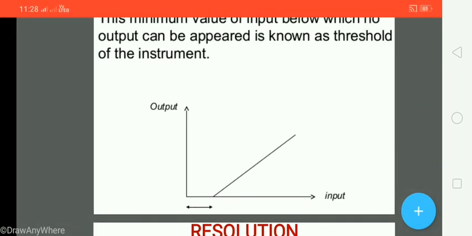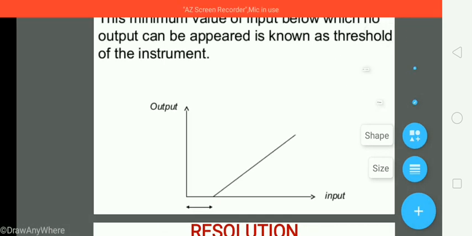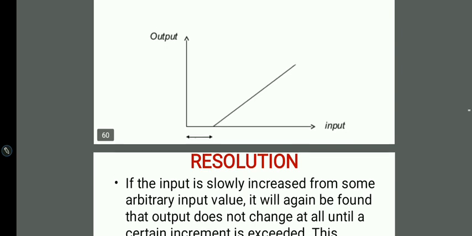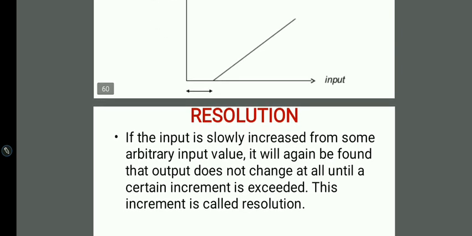So now let us move to the next one, that is resolution. If the input is slowly increased from some arbitrary input value, it will again be found that output does not change at all until a certain increment is exceeded. This increment is called resolution.